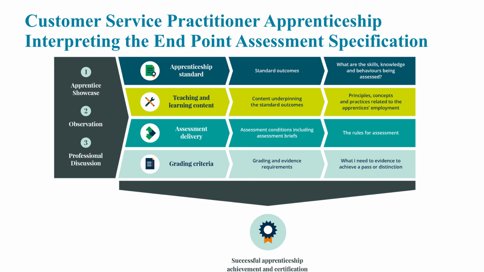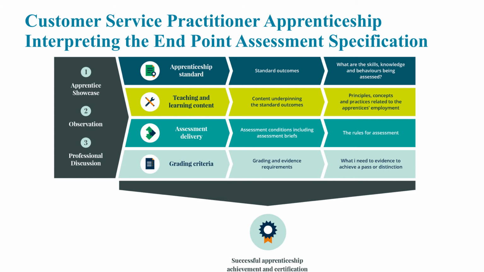Third element is assessment delivery. So what are the rules governing each of the three assessment methods? We've clearly articulated the rules around the apprentice showcase. How will it be delivered? How will it be assessed? That includes a detailed assessment brief that we'll cover shortly. And also, how should an observation and professional discussion take place? Where should it take place? How long should it last? Those sorts of questions and that sort of guidance is answered in the Pearson Endpoint Assessment specification.